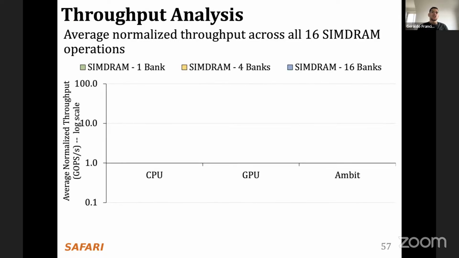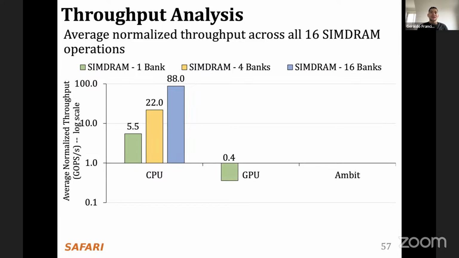First, we compare the throughput across the 16 in-DRAM operations normalized to the 3 baselines. Here, the x-axis shows each one of the 3 baselines we evaluate, and the y-axis shows the average normalized throughput in giga operations per second. We make the following observations. First, SIMDRAM with a single DRAM bank provides 5.5 times the throughput of the baseline CPU, and this value increases to 22 times using 4 DRAM banks for SIMDRAM computation, and 88 times using 16 DRAM banks for computation.